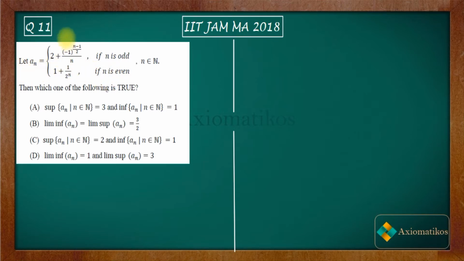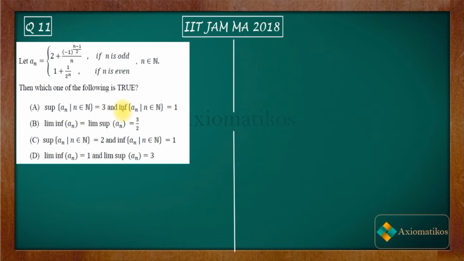Let a_n be defined like this. So a_n is defined piecewise. For n odd it's defined like this, and for n even it's defined like this. Then which one of the following is true? The first option says the supremum of a_n is equal to 3.